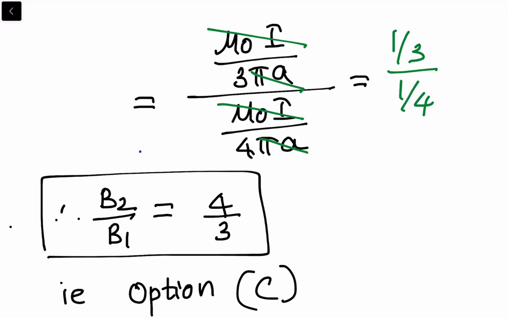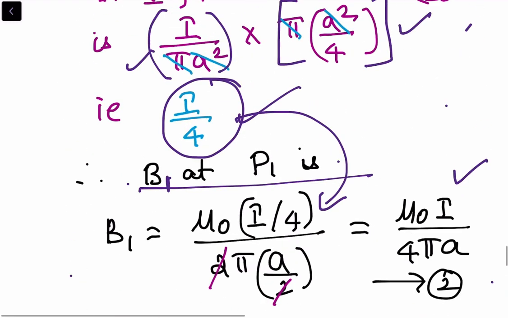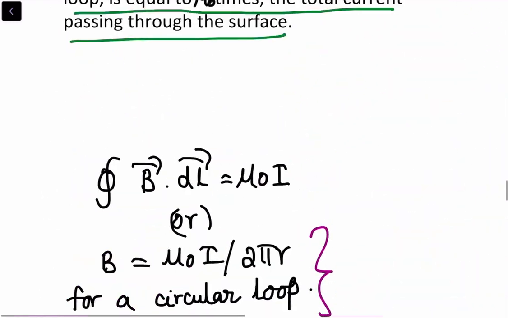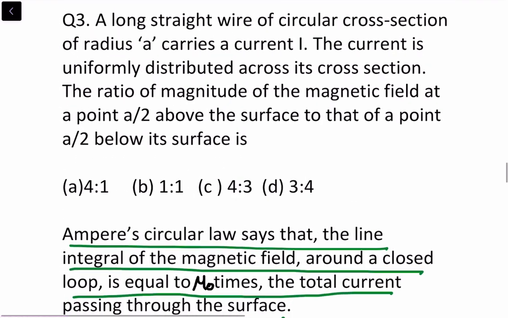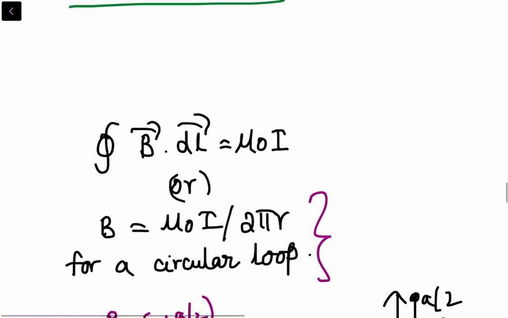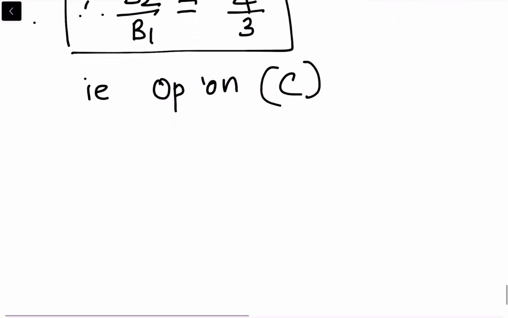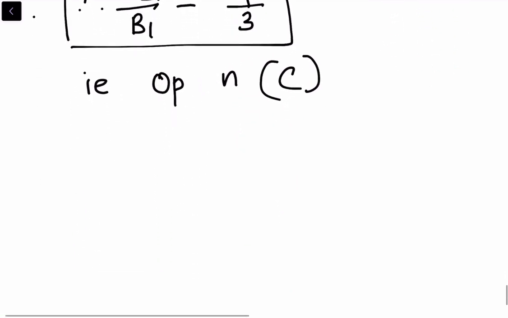So option C is the correct answer. If you go up and see the question they have given, option C has 4:3. So the ratio we got is 4 by 3, and the correct option is option C.